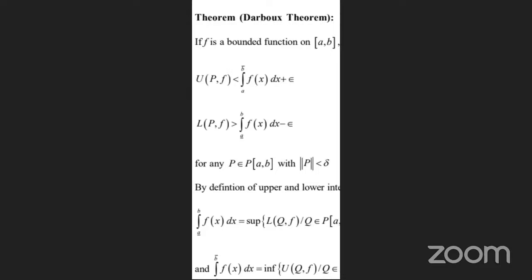If f is a bounded function on closed interval [a,b] and epsilon is greater than 0, there exists delta greater than 0 such that, this is the statement of Darboux theorem, the upper Riemann sum is less than the upper Riemann integral plus epsilon. One of the relations is the comparison between upper Riemann sum and upper Riemann integral, and lower Riemann sum and lower Riemann integral. Darboux especially defined the relations between Riemann sums and Riemann integrals. Here epsilon can be any number, and that number must be greater than 0.